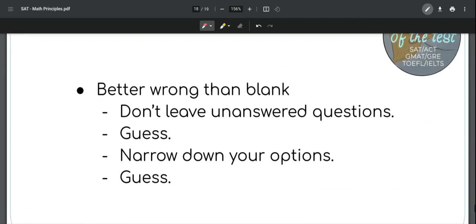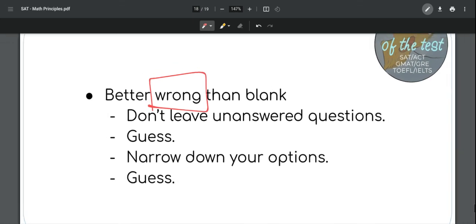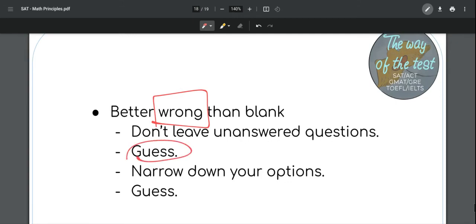Okay, so things to remember. I want you to remember that it's better going wrong than blank. This is another important thing. I didn't put it as a principle. This pretty much follows for every single section, not just for the math section. So do not leave unanswered questions. What you want to do is always provide an answer for every single question. You want to guess if it's necessary. You want to narrow down your options.